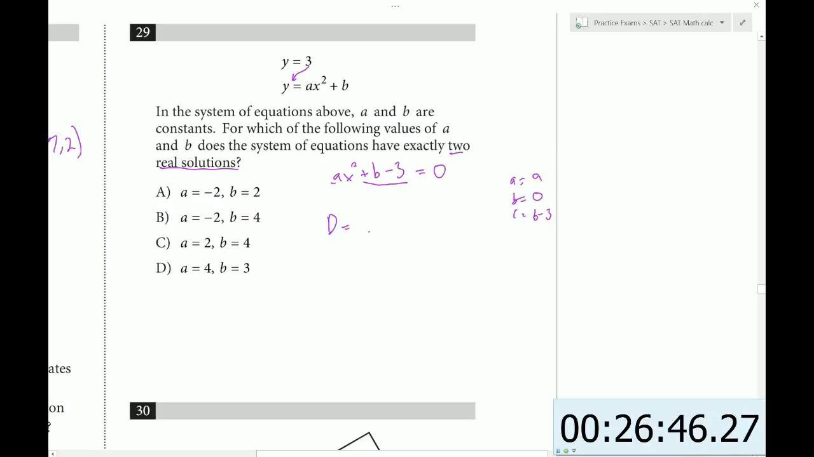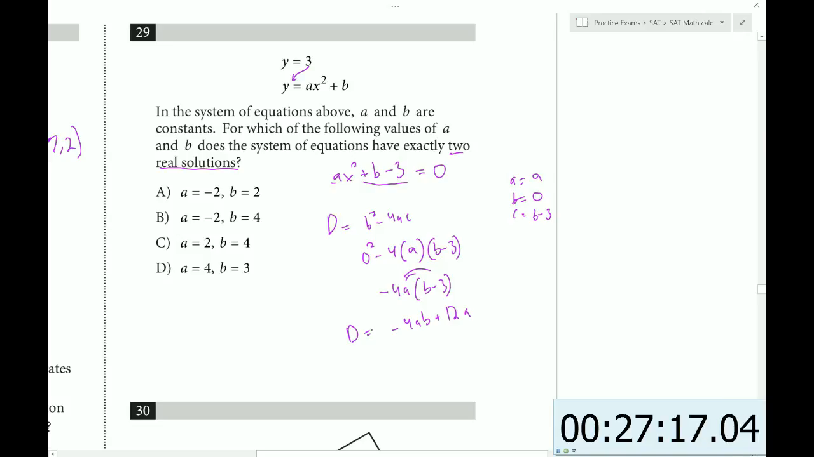So the discriminant is b squared minus 4ac. So it would be 0 squared minus 4 times a times c, which is b minus 3. So we would get minus 4a times b minus 3. And then minus 4a times b is minus 4ab. And then the other distribution would be a positive 12a. All right, that's our discriminant.